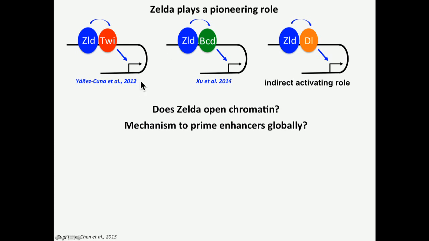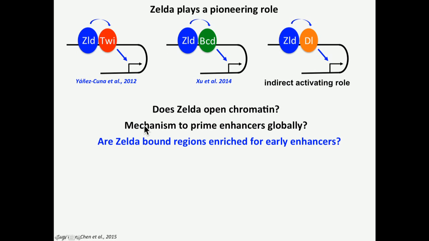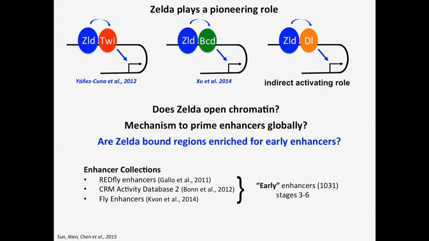So I'll address the second question first, and I'll turn that question around to something we can actually look at and ask, are Zelda-bound regions enriched for early enhancers? To answer this, we took collections of enhancers that have been experimentally verified, and we looked through those for early enhancers. And we came up with a list of about 1,000 enhancers. So again, regions of the genome that have been shown to drive reporter expression in early embryos. And then we asked, are Zelda-bound regions enriched for these enhancers?